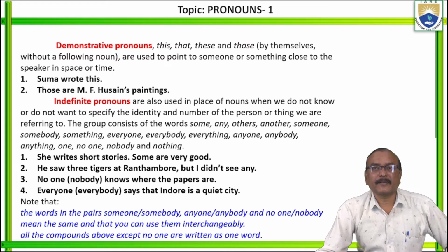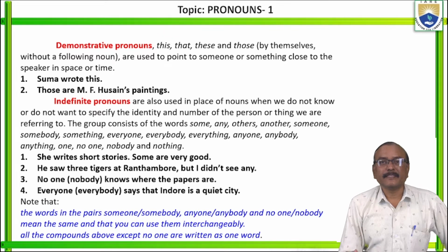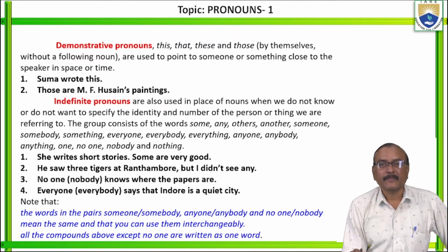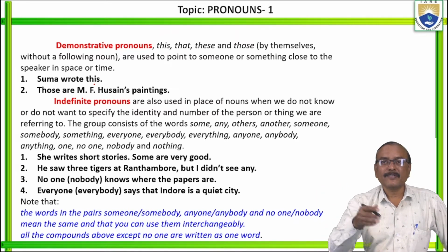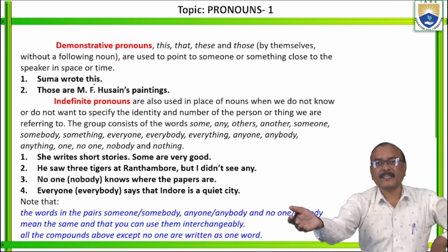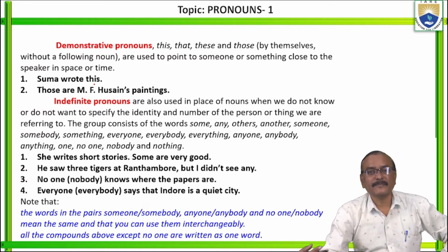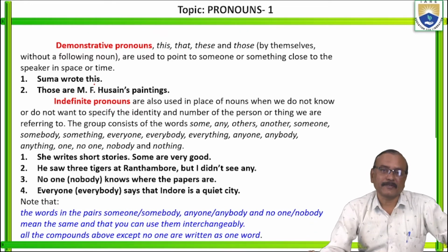Demonstrative pronouns: this, that, these, those. By themselves, without following a noun, they are used to point to someone or something close to the speaker in space or time. Suma wrote this. Those are Hussein's paintings. This is the fan. Those are chairs. So, to demonstrate something, we use these words, this, that, these, those. Such pronouns are called demonstrative pronouns.